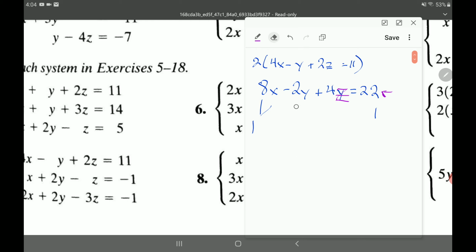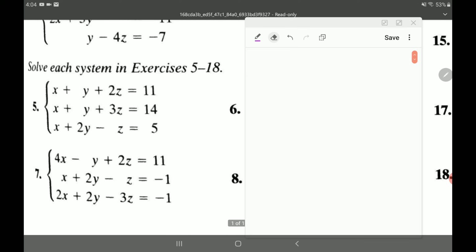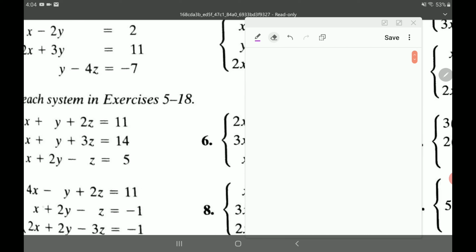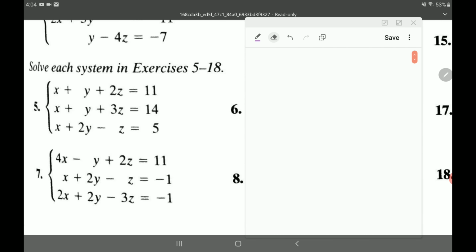Okay, so instead of getting rid of y first, I'm going to get rid of x first. So to get rid of x, I'm going to take this middle row and multiply it by negative 2 to get rid of that x here. So that's going to be negative 2 times x plus 2y minus z equals negative 1. So that's going to give you negative 2x minus 4y plus 2z is equal to positive 2.